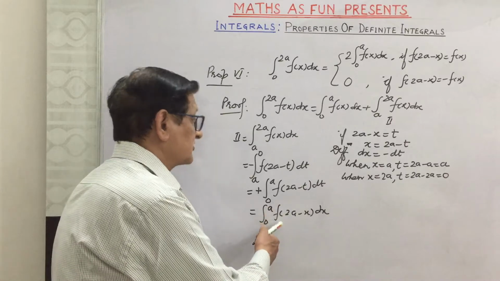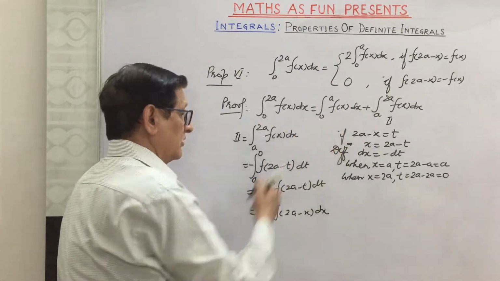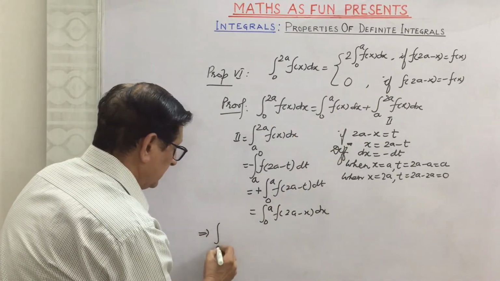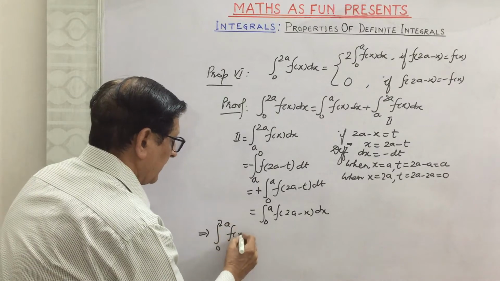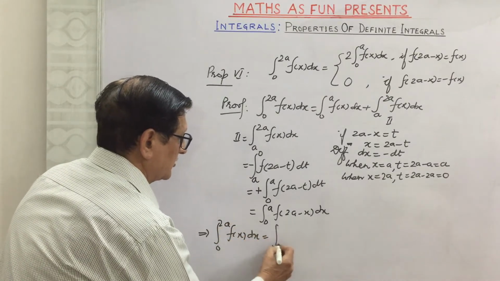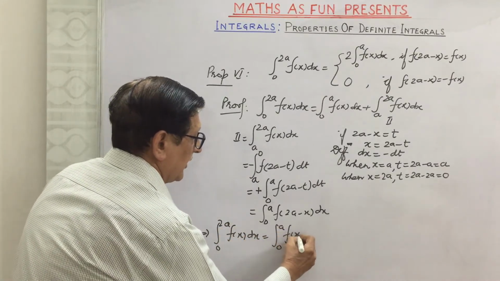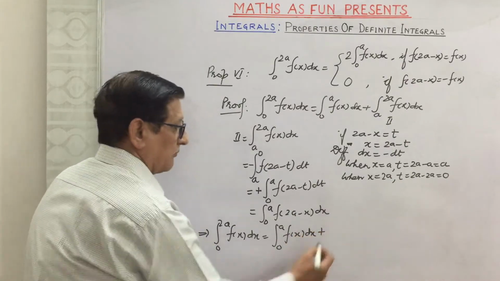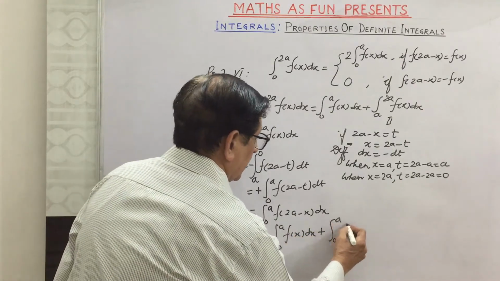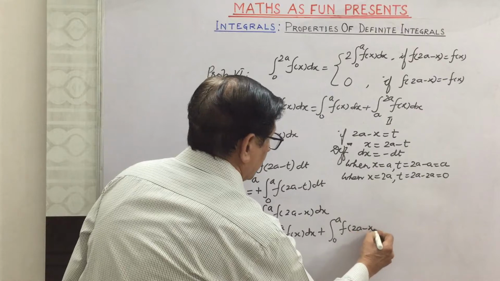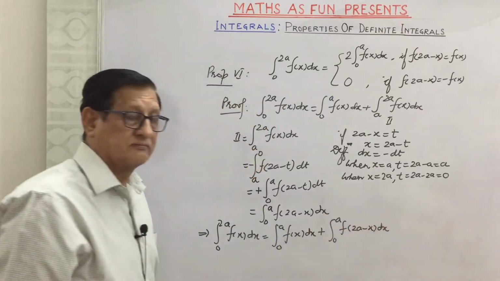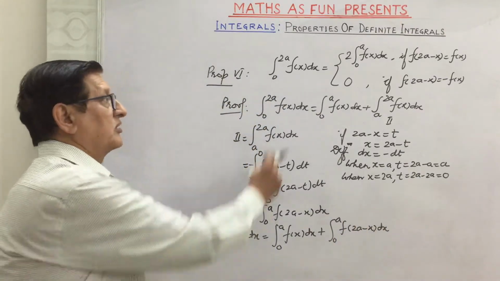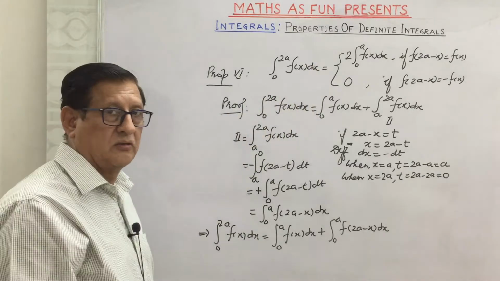And now if we substitute this in this particular part, then we will get here integral 0 to 2a f(x) dx will be equal to integral 0 to a f(x) dx plus integral 0 to a f of 2a minus x dx. And now we can go for these two cases.